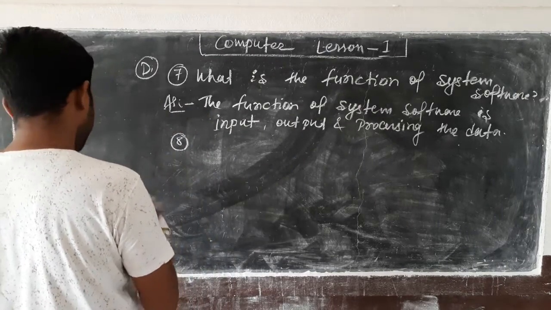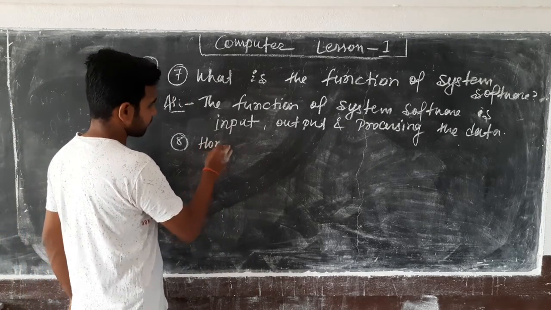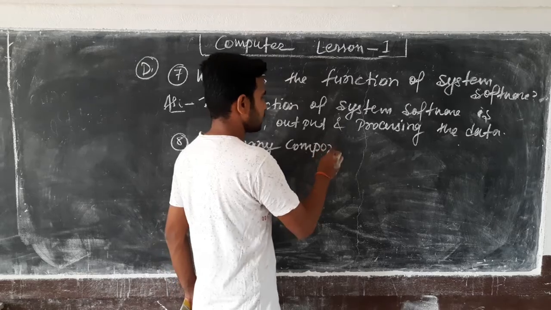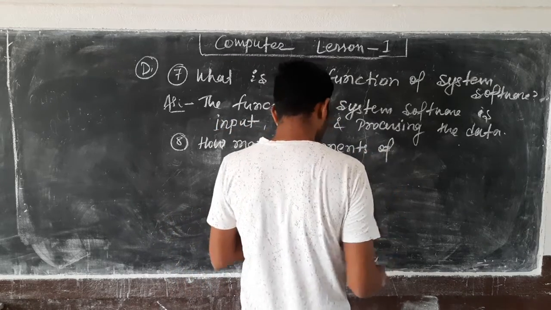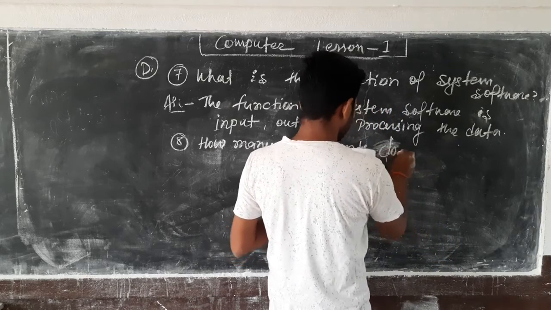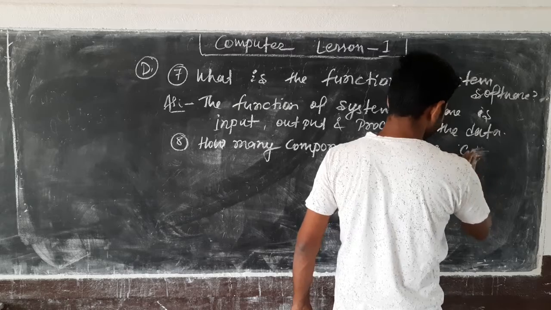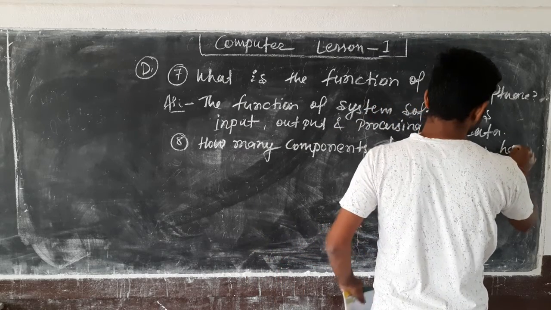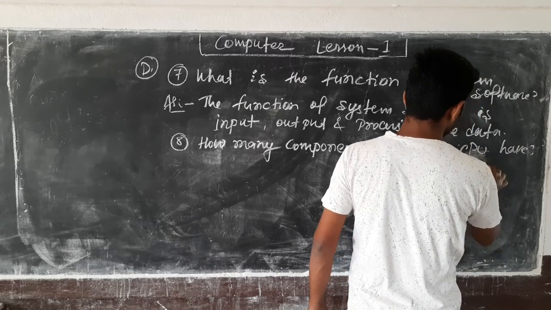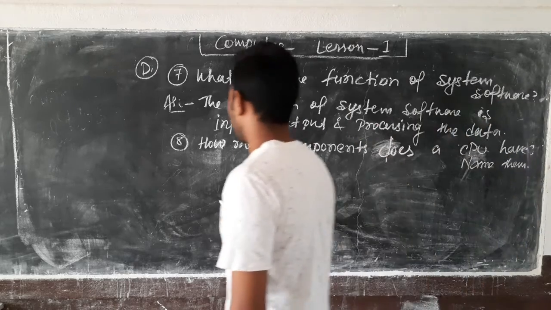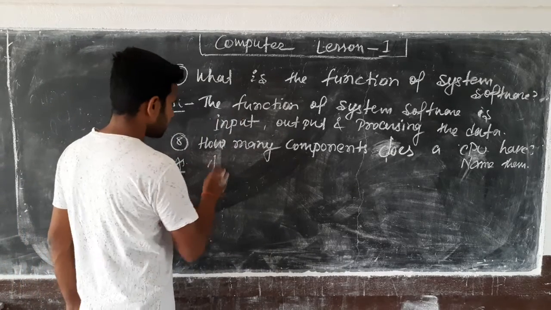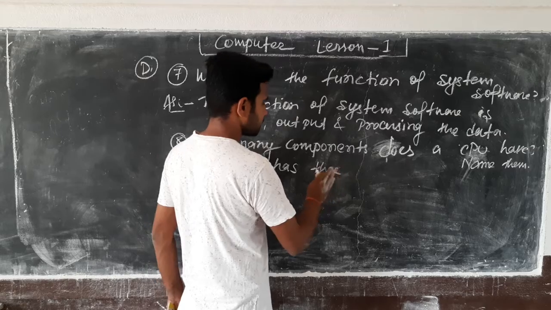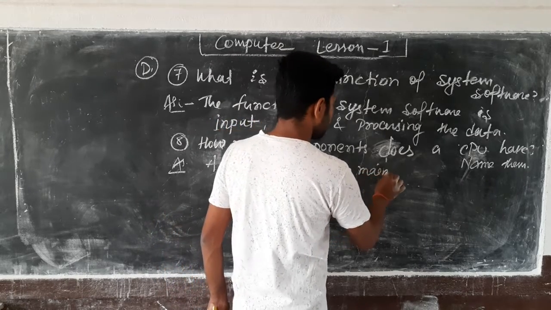Question number 8. How many components does a CPU have? So a CPU has 3 main components.